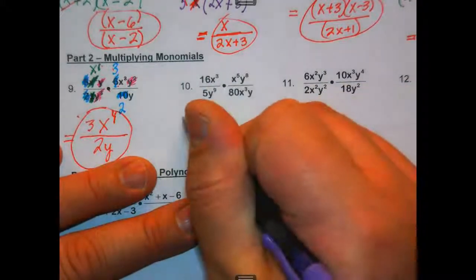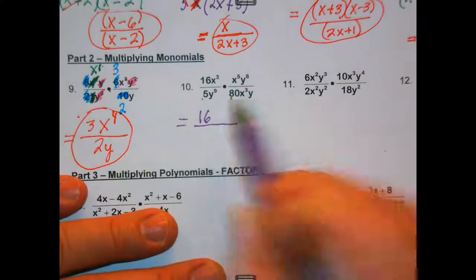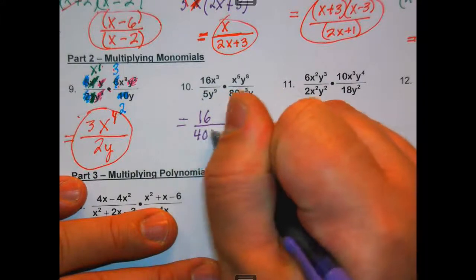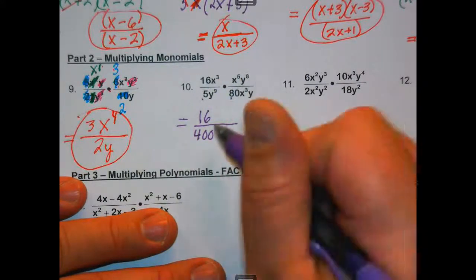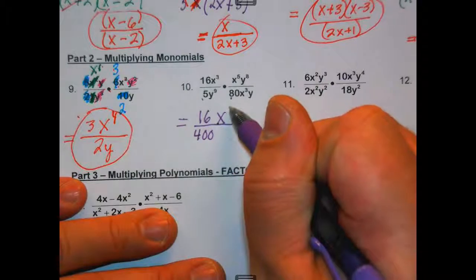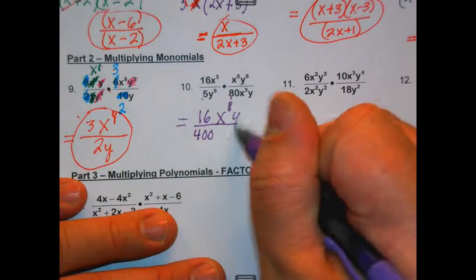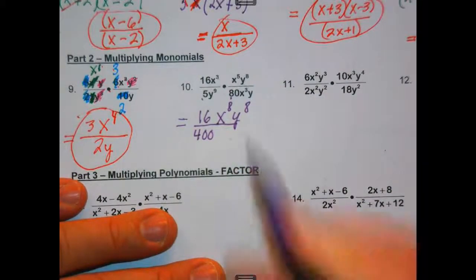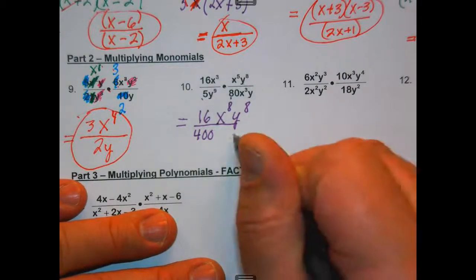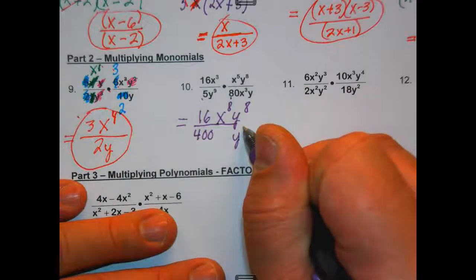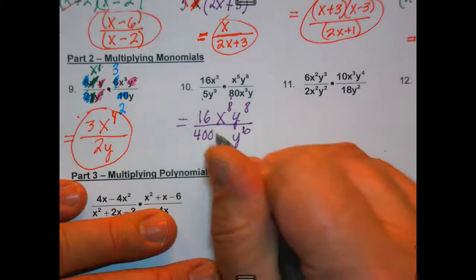16 times 1 gives me 16 on top. 5 times 80 gives me 400 on the bottom. x cubed times x to the fifth: add the exponents, I get x to the eighth. Then I have y to the eighth on top. y to the ninth times y to the first gives me y to the 10th on the bottom.